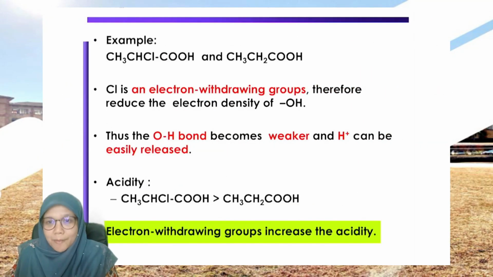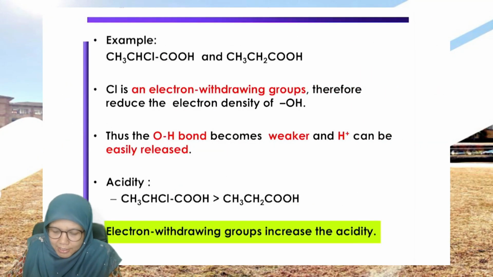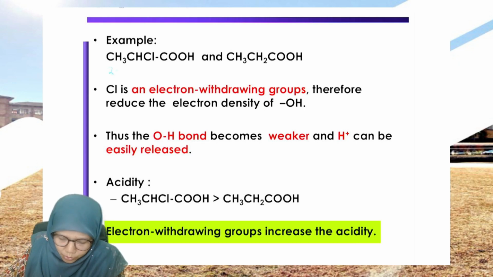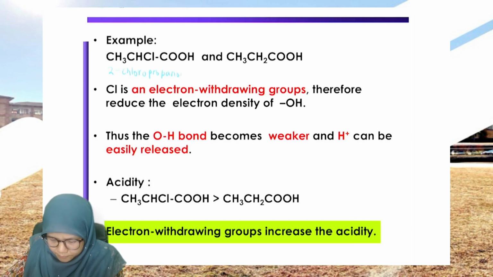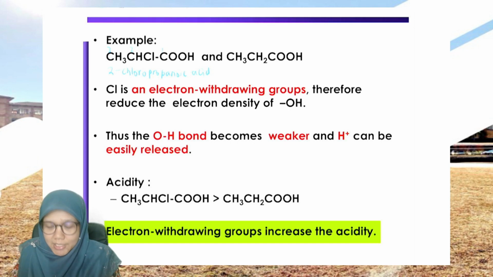So, EWG increase the acidity. Alright. Example kita ada ni apa ni? Ini adalah 2-chloro-propanoic acid ya. Propanoic acid lah. Ni 1, 2, 3 carbon kan. So 3 carbon propanoic acid. Disebabkan ada chlorine at carbon number 2, namanya 2-chloro-propanoic acid. And then kita ada satu lagi 1, 2, 3. So ini adalah propanoic acid.